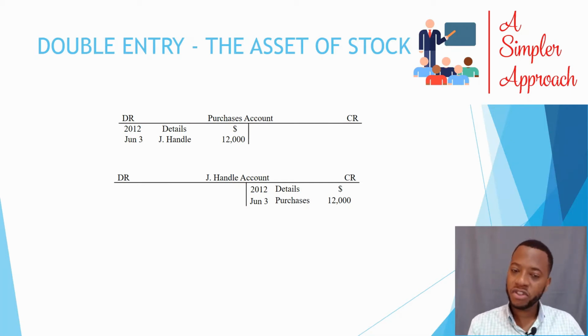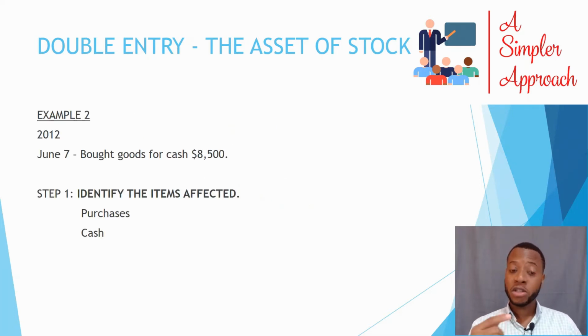Same thing applies for J. Handel's account. When we look in J. Handel's account, knowing that liability was credited, and when we credit an account, we place the information on the right side, because the right side is the credit side. So when we look on the right side, we can clearly see that on the 3rd of June, stock was bought on credit from J. Handel for $12,000. Okay? Hopefully you're starting to see what's going on. If you haven't started yet, let me use this to help you to get there.